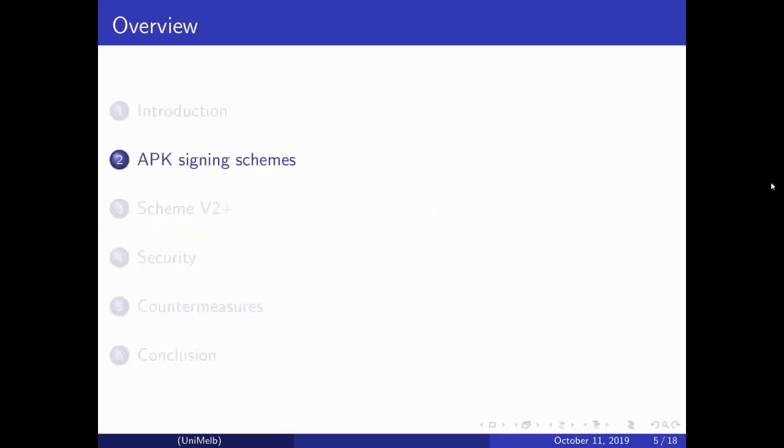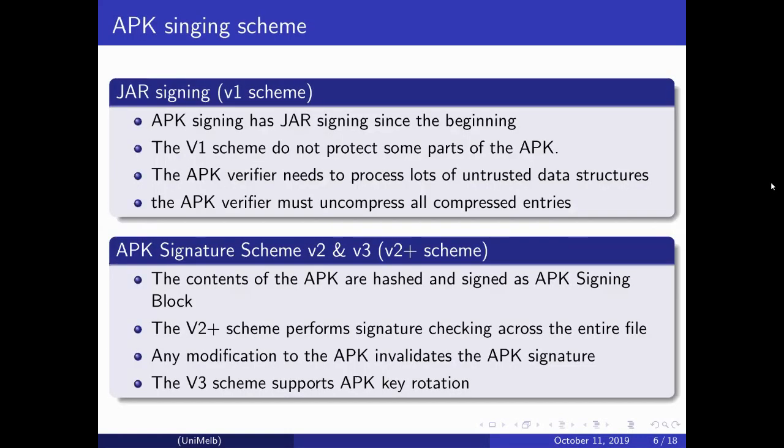There are three APK signing schemes. The initial scheme is based on JAR signing through the Java Security API. It only protects part of the APK, and it has other drawbacks as shown in the slides. It consumes more time and resources. Because of that, Google introduced scheme version 2 on Android 7.